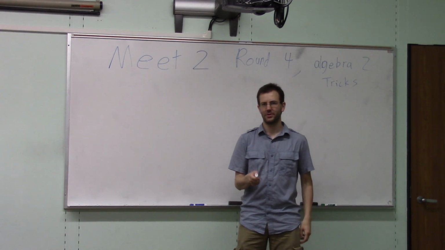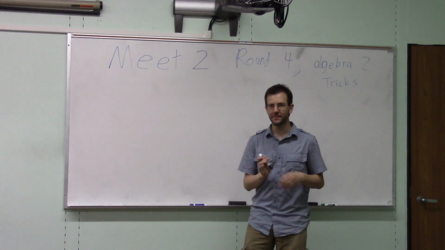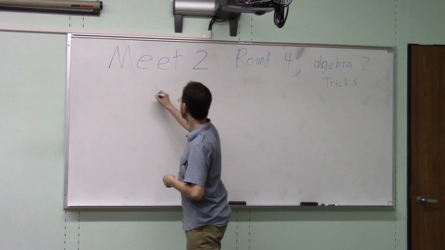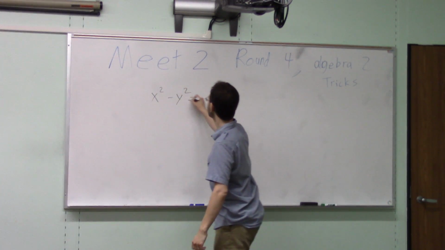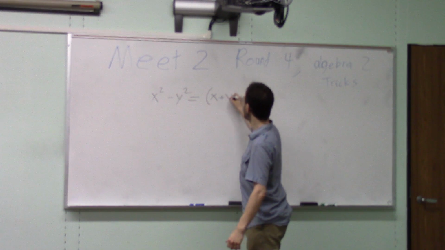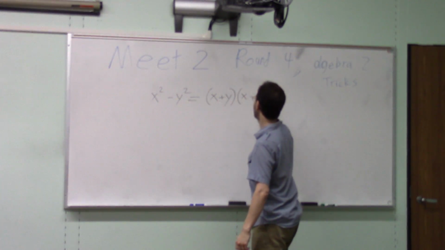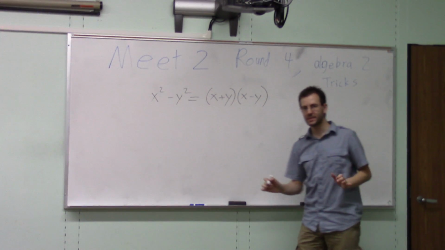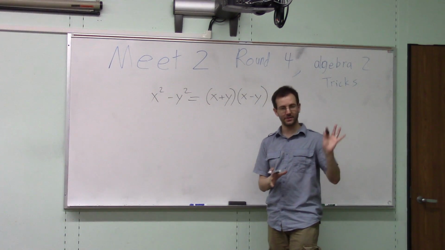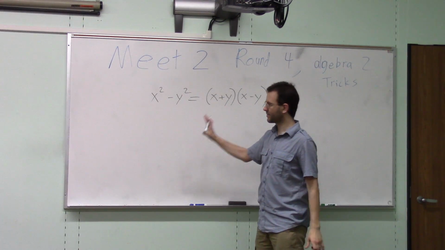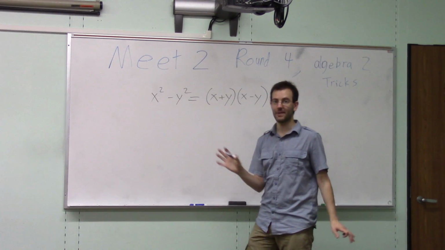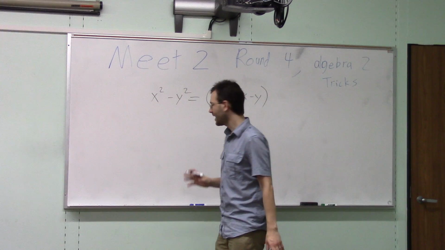If you've taken Algebra 2, you're somewhat familiar with the difference of squares rule. x squared minus y squared is the same as x plus y times x minus y. And I want to point out some uses of this that aren't obvious and how it fits into the rounds here. Let's start with an example with pure arithmetic.